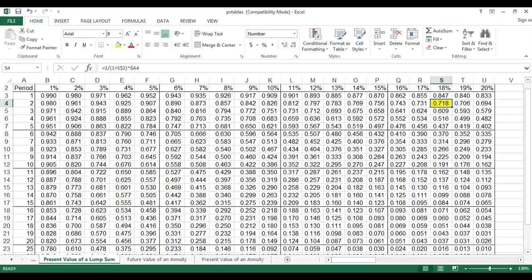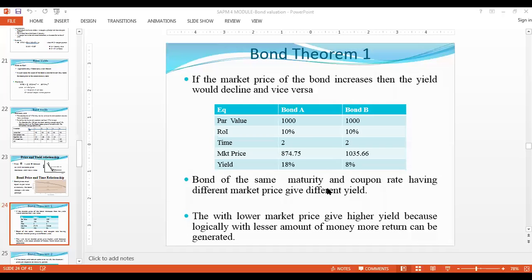Are you getting 874? Yes, sir, 874. You're getting it? Okay. Right, so that is what I'm trying to tell you. You have to test whatever I say, you have to just test it. So here, I've used this value and I've found out 874. So this is the price.